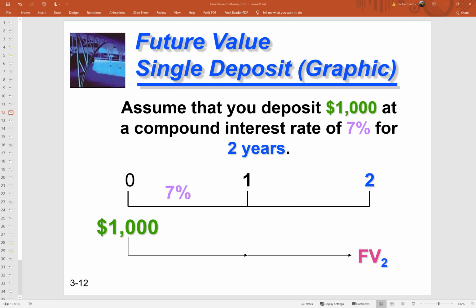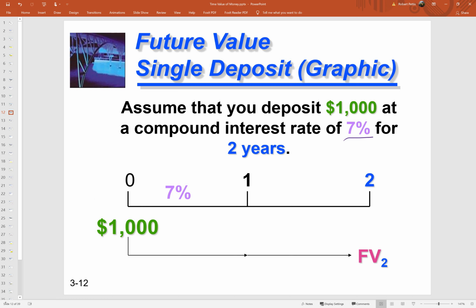So what if we took that $1,000 and wanted to know what our future value was in 2 years? Well, if we had an interest rate of 7%, this is how we should set this up. We should set up a number line, just a straight line with ticks for 0, 1, and 2. Those are all the years that we're dealing with.